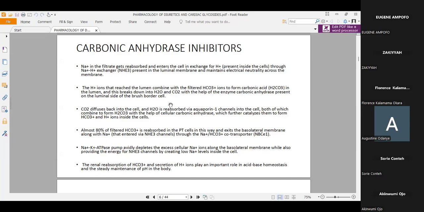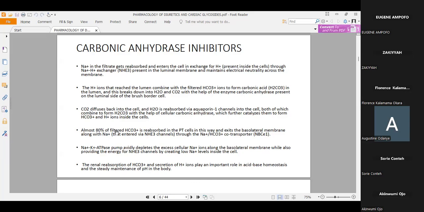The carbon dioxide produced from this breakdown diffuses back into the cell, and the water produced by the action of this enzyme is also reabsorbed via the aquaporin 1 channels into the cell. So within the cell, they both recombine to form carbonic acid with the help of cellular carbonic anhydrase. So we have luminal and cellular carbonic anhydrase enzymes.